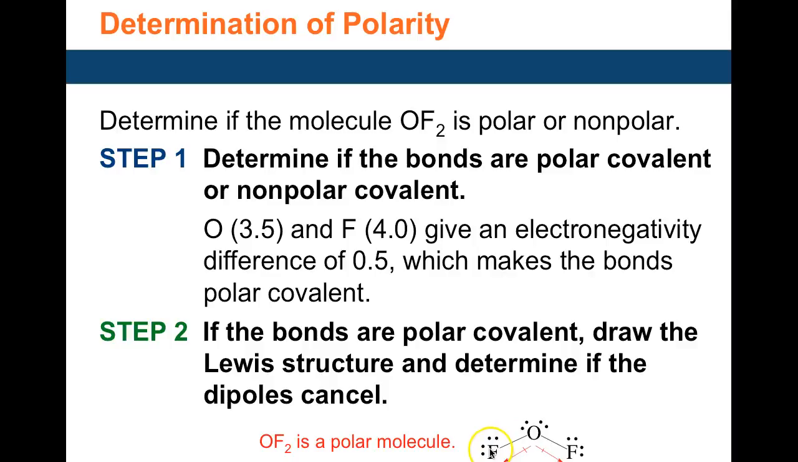Now, fluorine is the most electronegative element. It has a value of 4. Oxygen is 3.5. So each dipole has a magnitude of 0.5. So the bonds are definitely polar covalent. And again, there is nothing to cancel the dipoles. They are all pointed towards fluorine, which is the more electronegative element. And again, there's nothing here to cancel them out. So again, asymmetrical molecules with polar bonds are going to be polar.